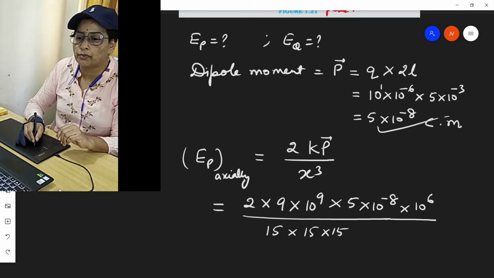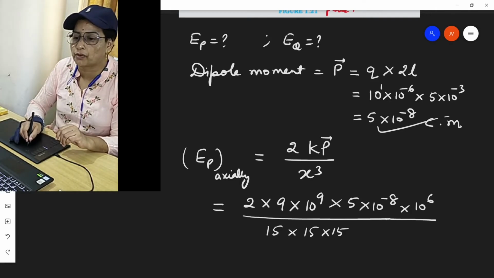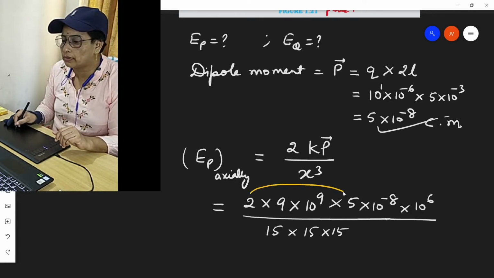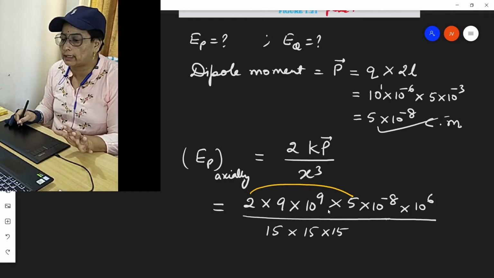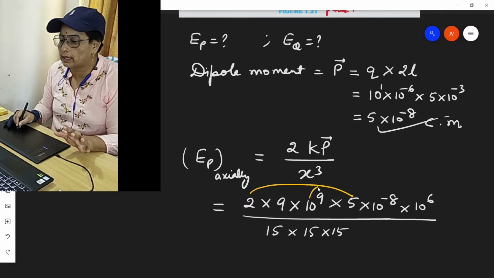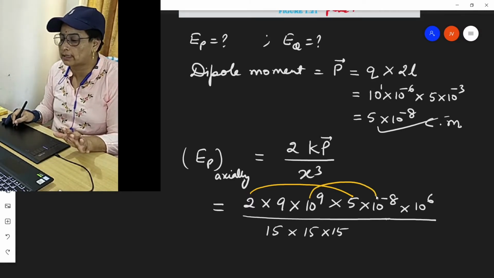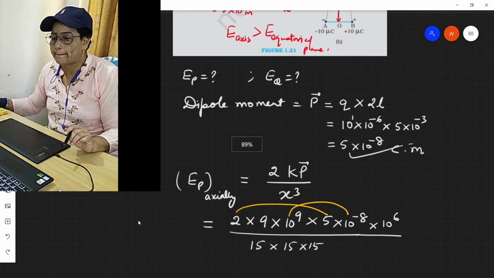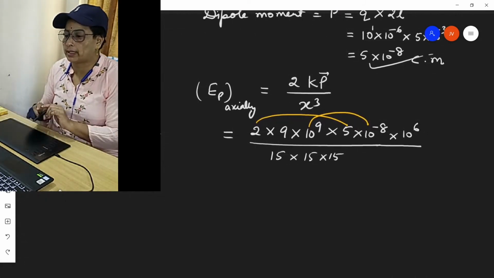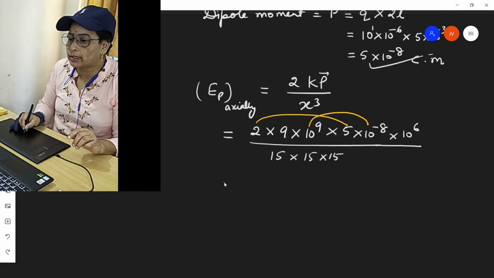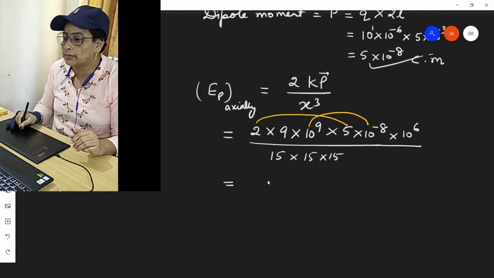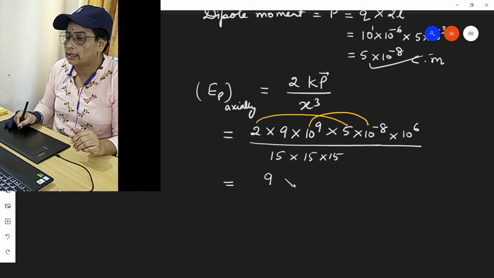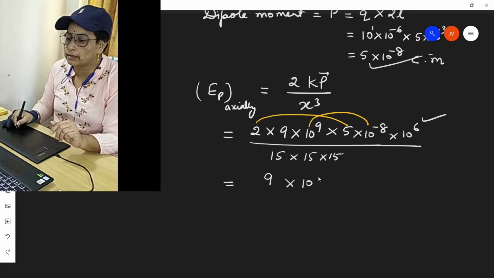And here you see what simplifications we can perform. Here 2 into 5 is a 10. And here 9, 10 to the power 9 and 10 to the power minus 8 gives another 10. So finally we have in the numerator 100 due to those two. So we have 9 into 10 to the power 6, and those two give an 8.